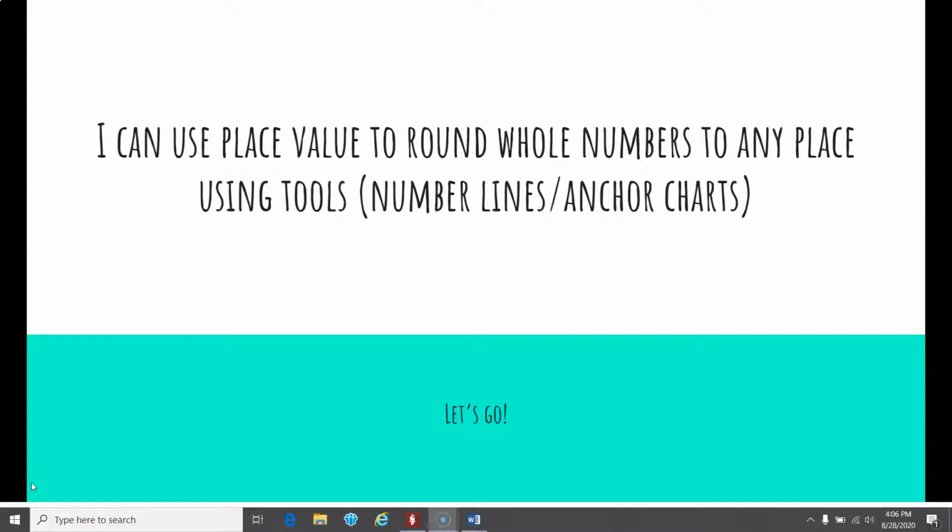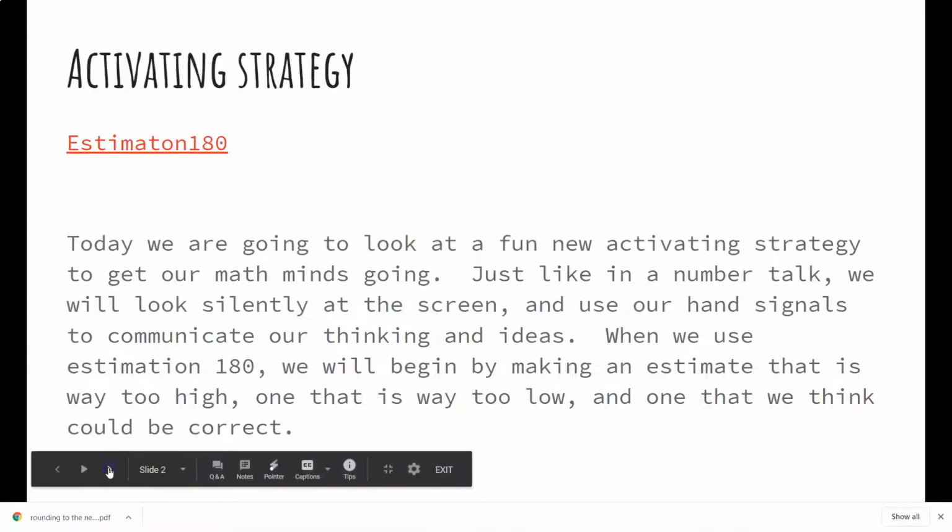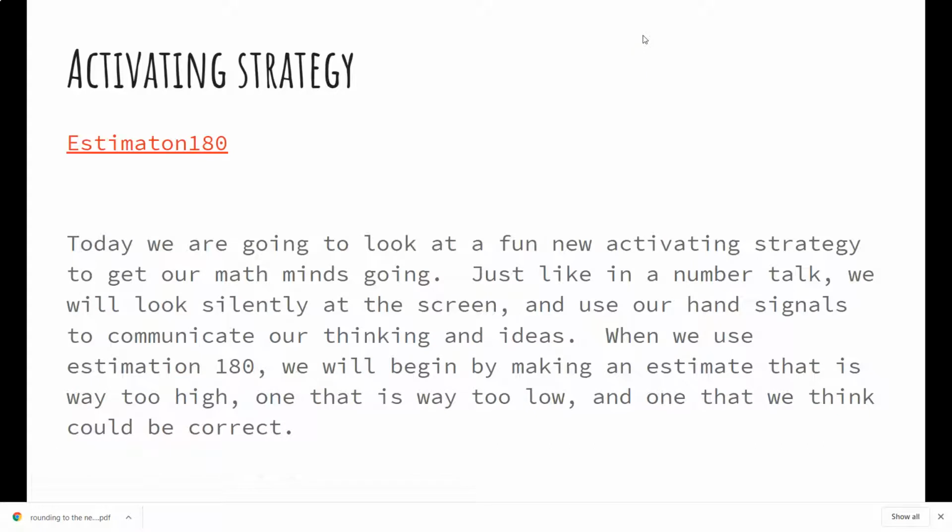We're also going to learn all about a new activating strategy this week, and this one is our favorite. It is called Estimation 180. Now, we are going to do a ton of Estimation 180s this year, and every day when there's an Estimation 180, you will see some kind of a picture, and you will have to make estimates about that picture. Now, an estimate is a smart guess. You're guessing about how many of whatever it's asking you.